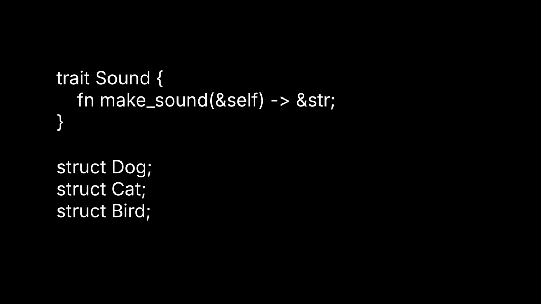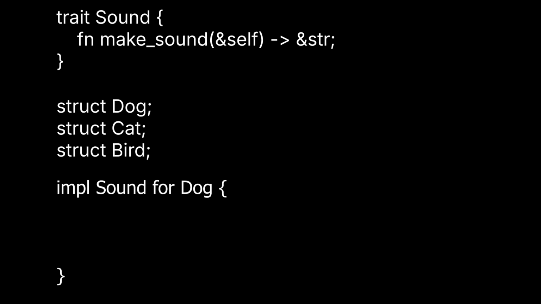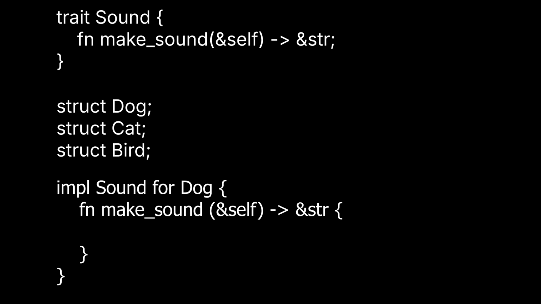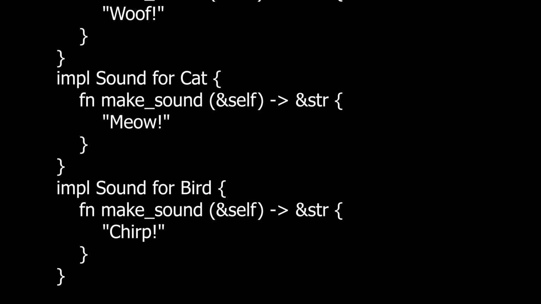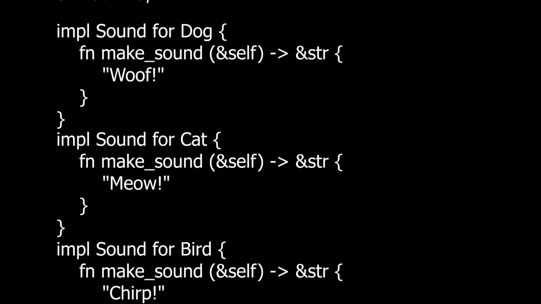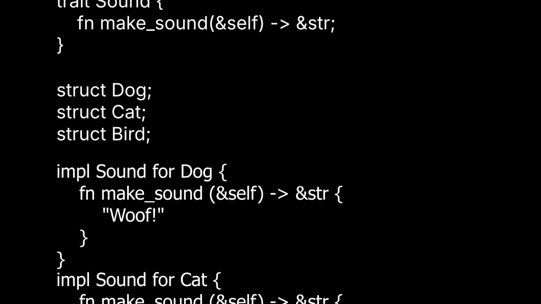So let's implement the trait for each of the animal structs. First, implement the Sound trait for Dog. The behavior is makeSound, and the sound the dog would make is woof. Similarly, we can implement the trait for cat and bird. Now, individually, each of these types has its own makeSound method.